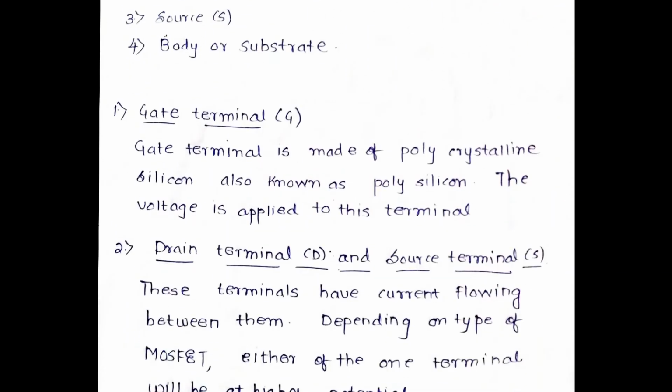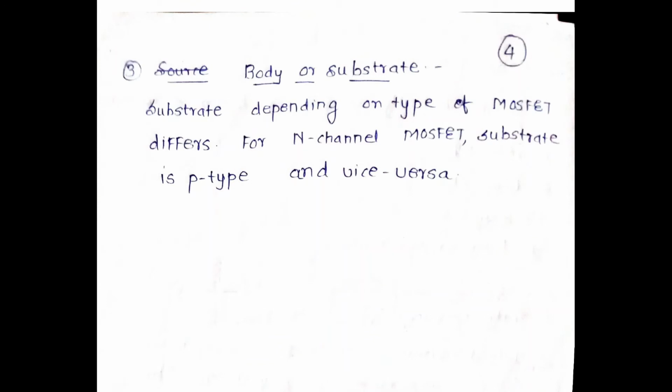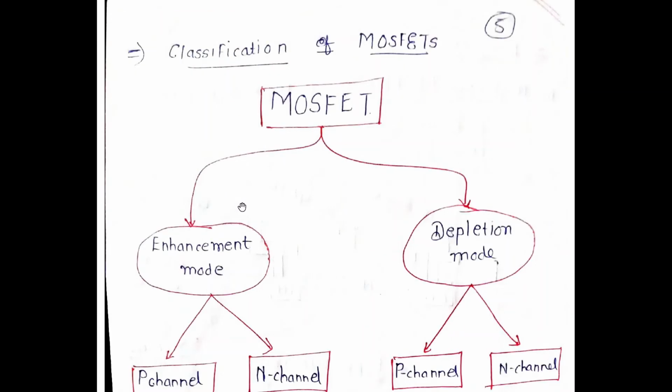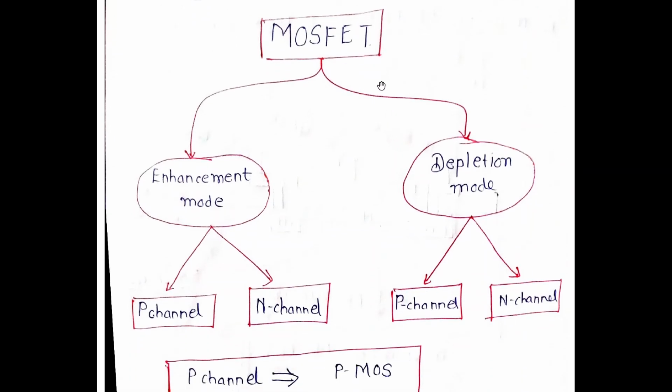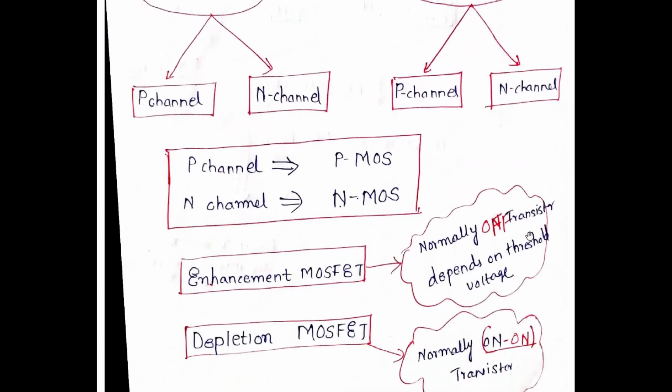So after the gate, the drain and the source terminal, we have the body substrate. Depending upon the type of MOSFET, we have the P type or the N type substrate. I hope I'm very clear with this. So finally, the classification of MOSFET: the MOSFET gets divided into 2 types, the enhancement and the depletion. The enhancement is a P channel or the N channel. The depletion also is a P channel or the N channel. The P channel is the P MOSFET. The N channel is the N MOSFET.